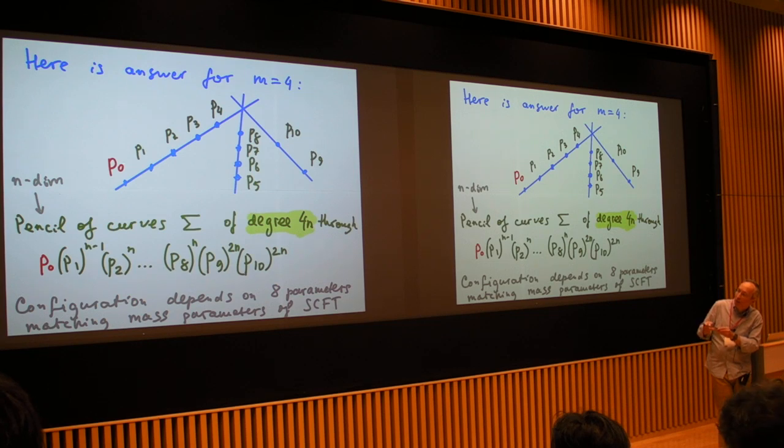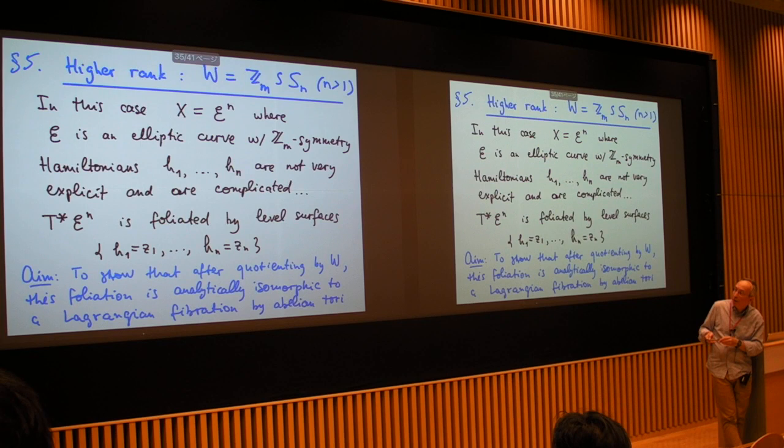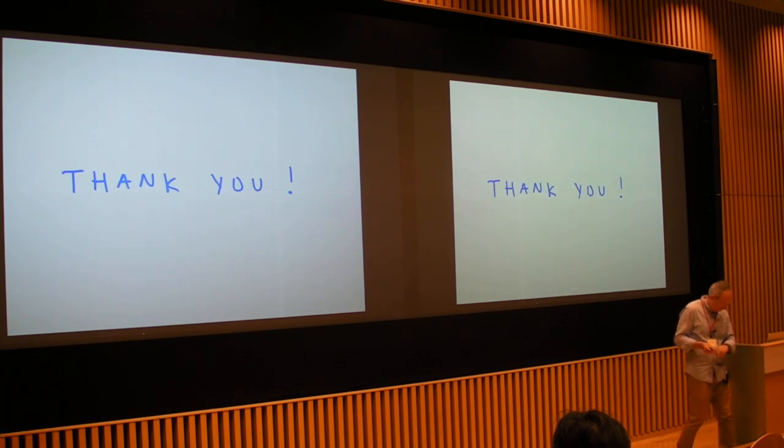And the only interesting thing which happens here is that the point P1, which you would expect to be of degree n, splits here, and so the position of this additional point P0 is an additional parameter, corresponding to an additional mass parameter in this superconformal field theory. So now, instead of 7 parameters, you will have 8 parameters in this family. Okay, so I think that's it. Thanks very much.